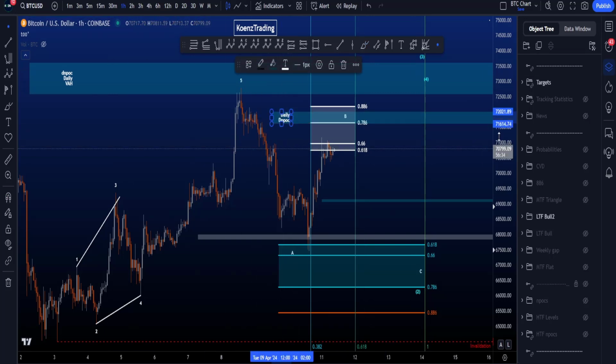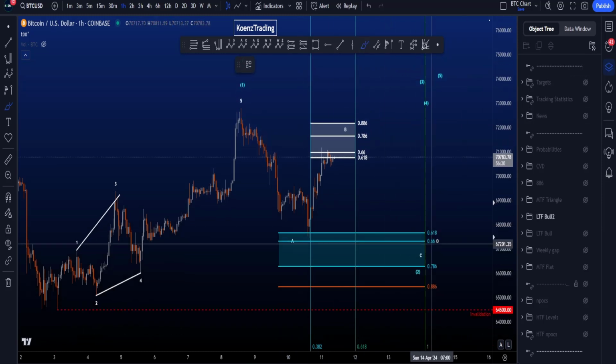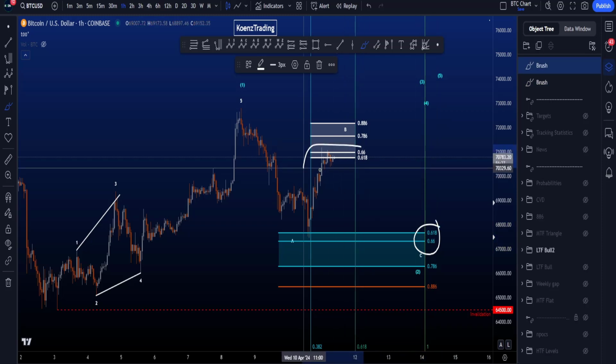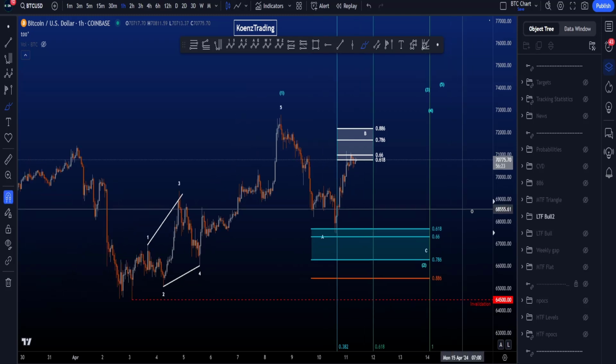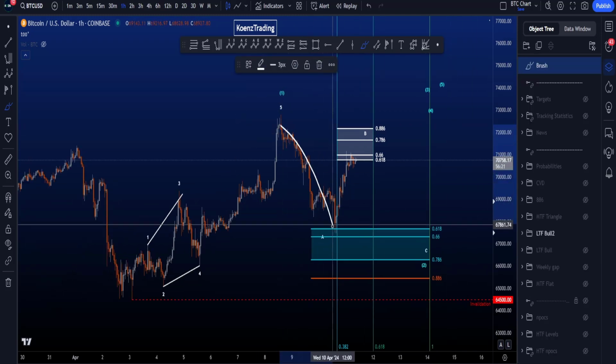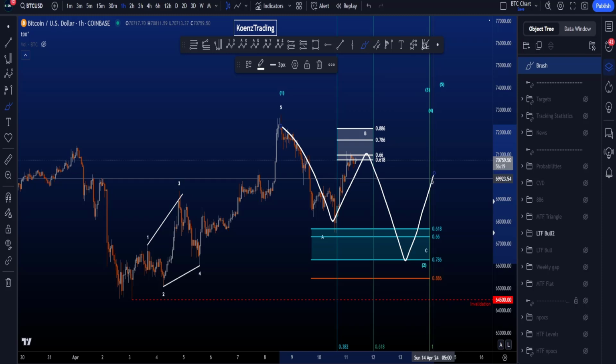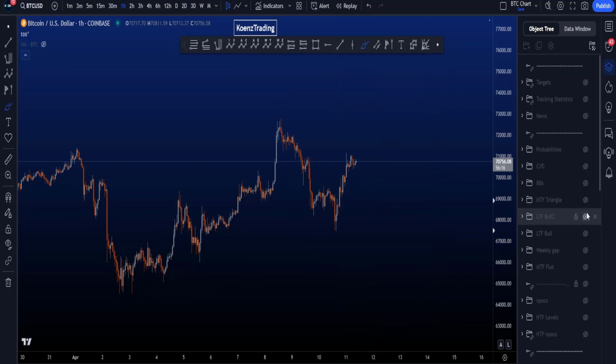The blue box here, 71.6k to 72k. It's interesting that we hit the golden pocket here and currently are ranging at the golden pocket. If we do reject at the golden pocket, then a potential Gartley is on the cards, where you have golden pocket, 786 continuation in this wave 2.